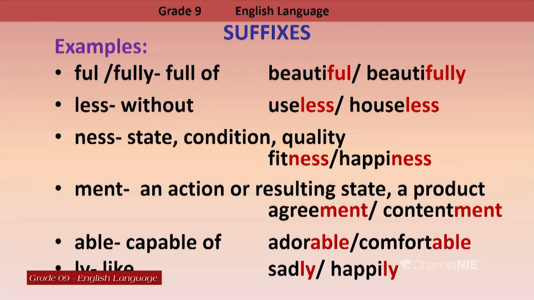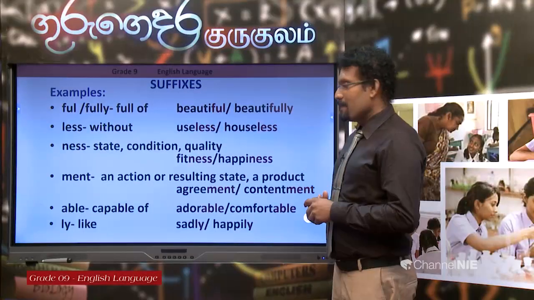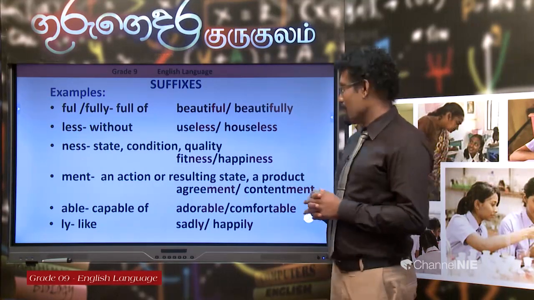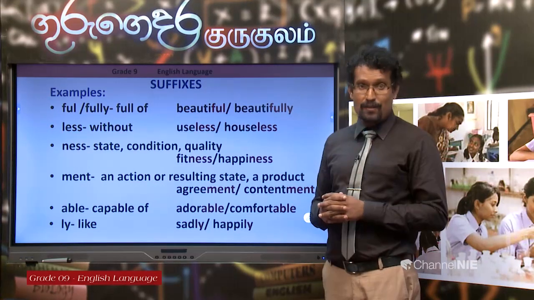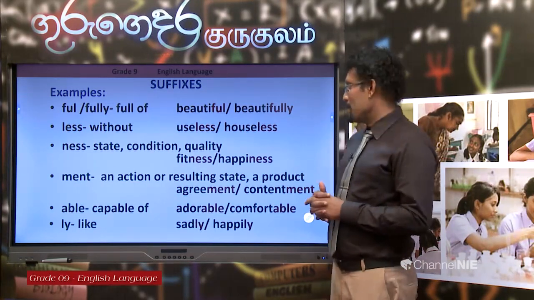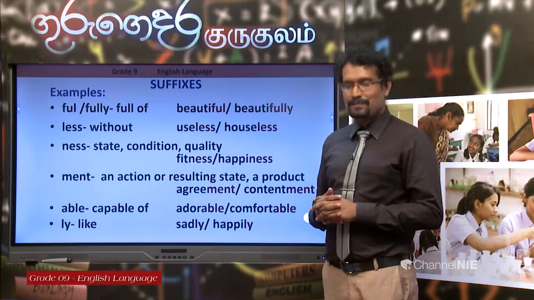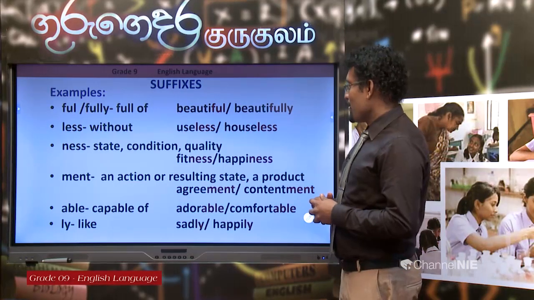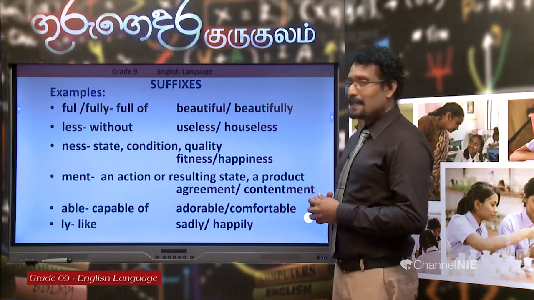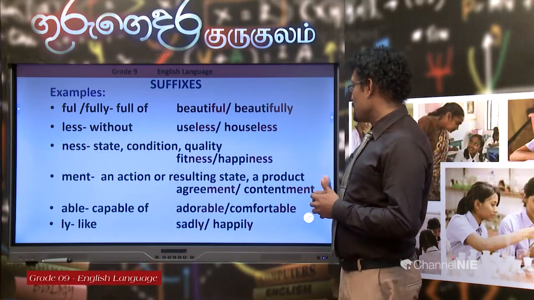Remember, when you add a ness suffix to the base word happy, as you can see, the y is removed, H-A-P-P-I. It's not H-A-P-P-Y-N-E-S-S, that's wrong. So, you have to say H-A-P-P-I-N-E-S-S, happiness. Right. Next one, meant, an action or resulting state, a product.